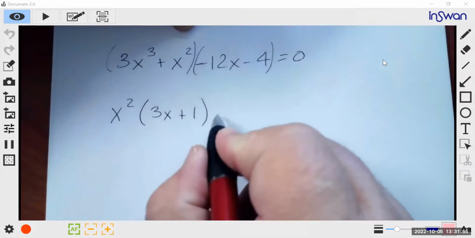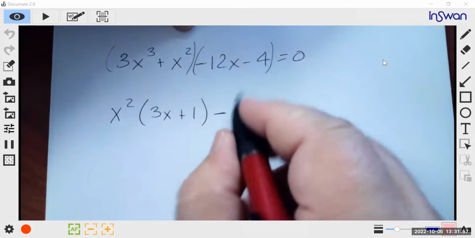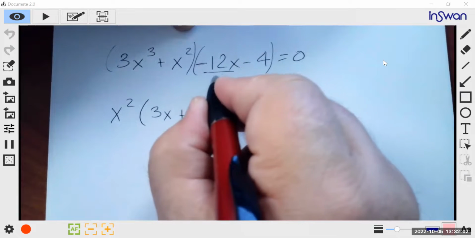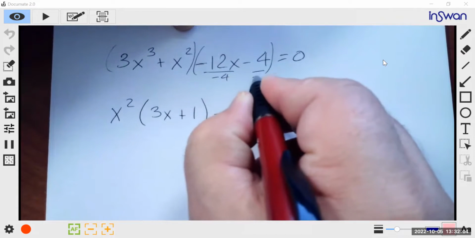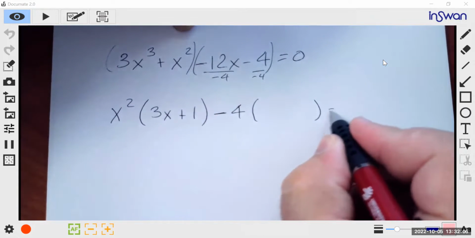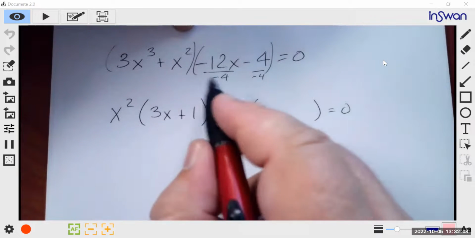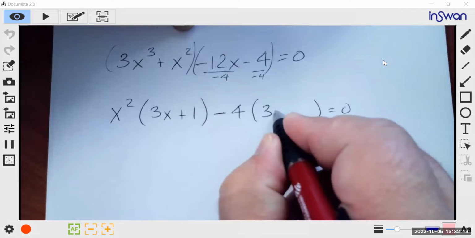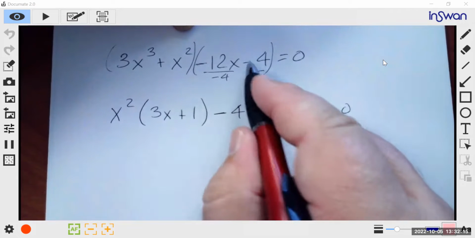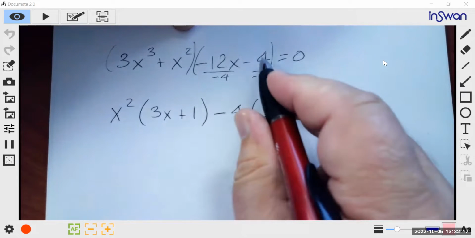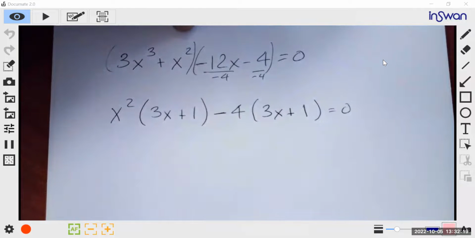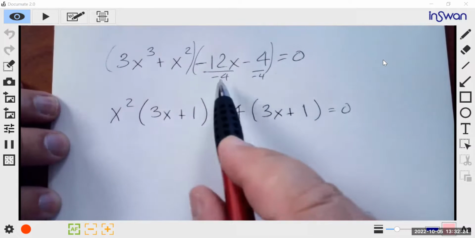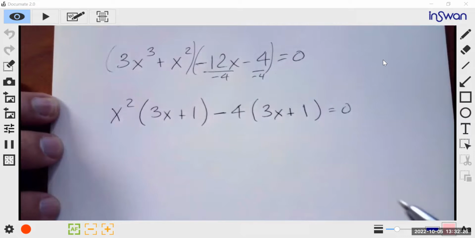They both have a negative, so it's a negative 4. So I took out a negative 4. I divide both of these by negative 4 to see what remains inside the parentheses. So negative, negative makes it a positive. 12 divided by 4 is 3. X. Negative and negative makes it a positive. 4 divided by 4 is 1. So whatever you factor out to see what goes inside the parentheses, divide it. And whatever's left goes inside the parentheses.